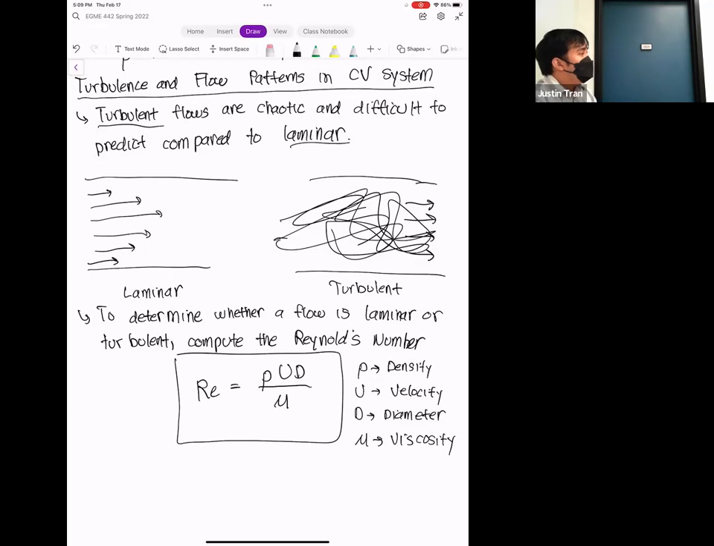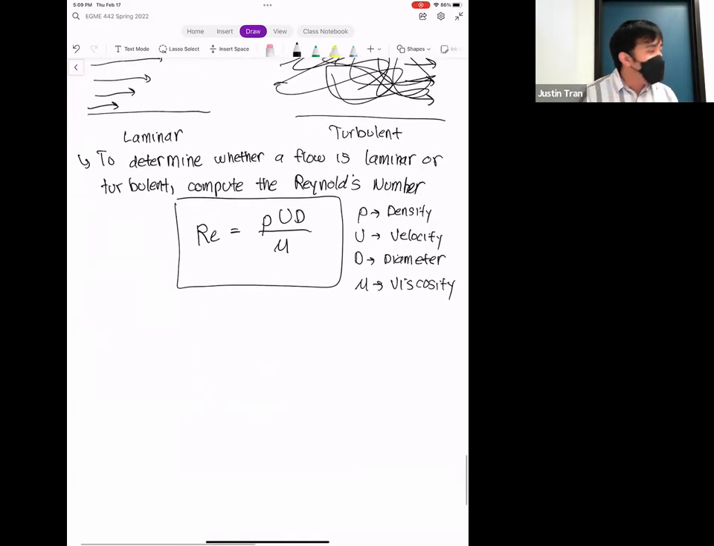And so you can compute the Reynolds number using this formula. Generally speaking, if you have some internal flow like pipe flow, the cutoff for turbulent Reynolds number in pipe flow is 2300. If your Reynolds number is less than this, then your flow is laminar.